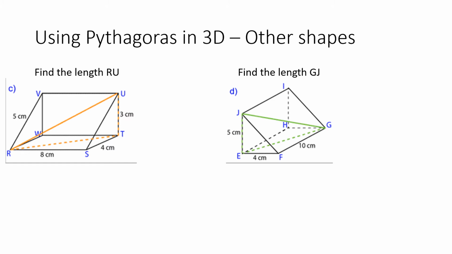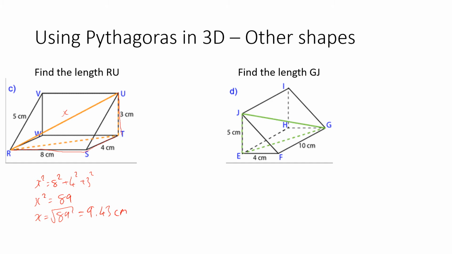Let's go on to C. So we want to find the length RU. If I'm going from R to U, I'm going from R, across to S, across to T, up to U. I wouldn't want to go up this diagonal here because that's not at right angles. I want to make those 90-degree turns. So again, let's call that x. We've got x squared is 8 squared and 4 squared and 3 squared. Oh hey, that's the same as before. Gives us 89, and so x is the square root of 89, which is going to give us 9.43 again.